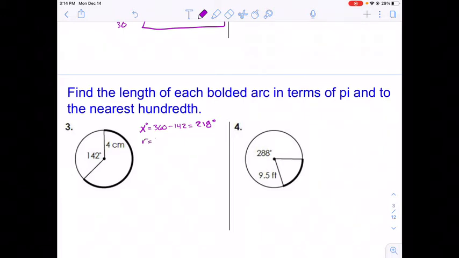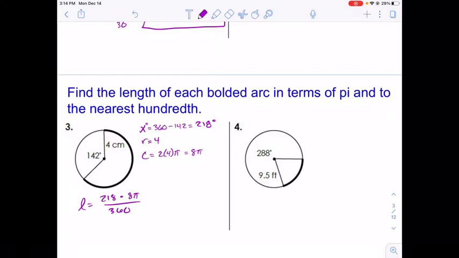Our radius is 4, so therefore circumference is equal to 2 times 4 times pi, which is 8 pi. So now we're going to find our arc length. Arc length is equal to 218 times 8 pi divided by 360. So we look to see, can we cancel or simplify anything if possible? We know 8 goes into 360. It goes in here 45 times. You can find that by dividing.